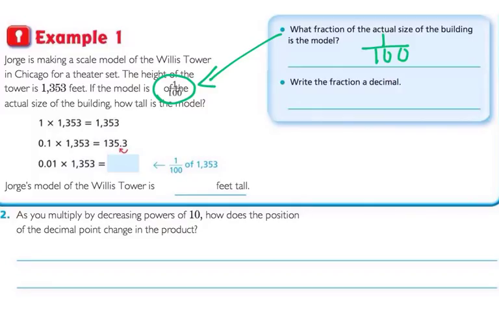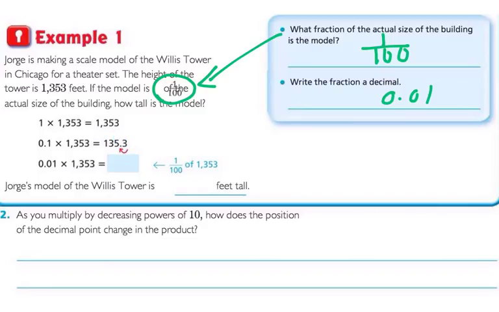Next, boys and girls, it says to write the fraction as a decimal. We know that 1/100th written as a decimal would be 0.01. And we know that this is the ones place, the tenths place, and the hundredths place. So again, we start with the multiplication patterns. 1 times 1,353 is 1,353 because any number multiplied by one is the same product.